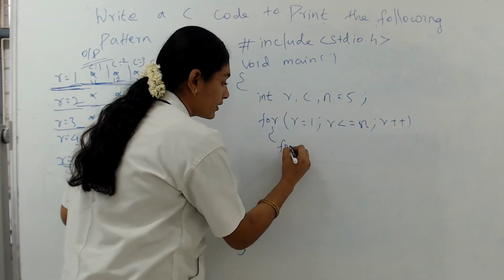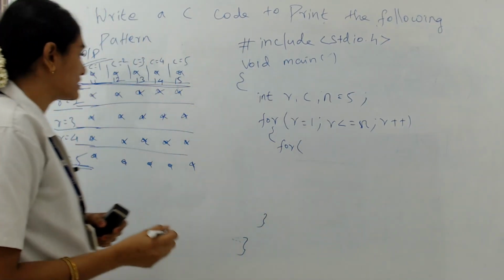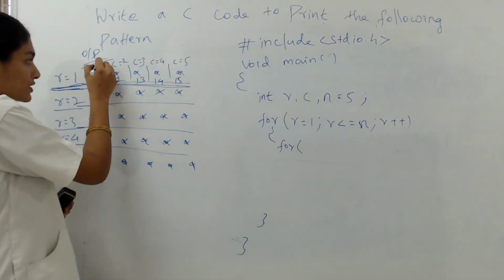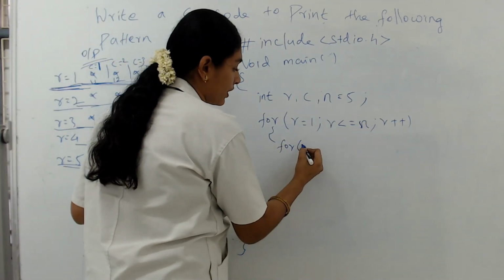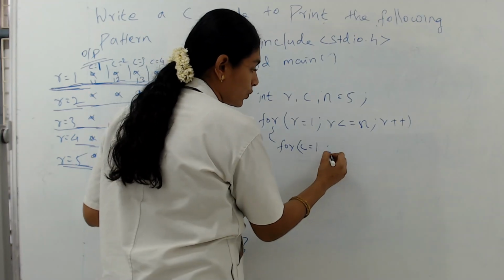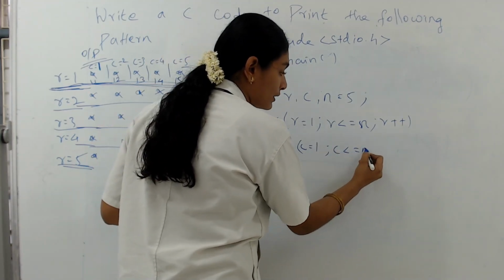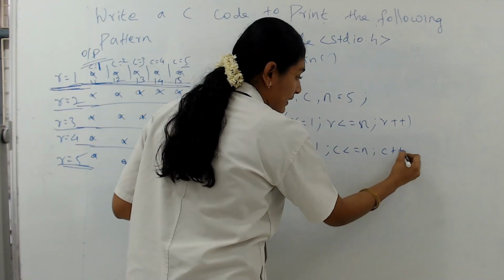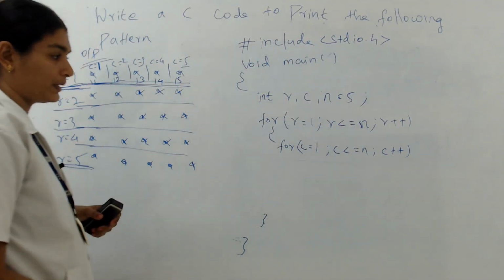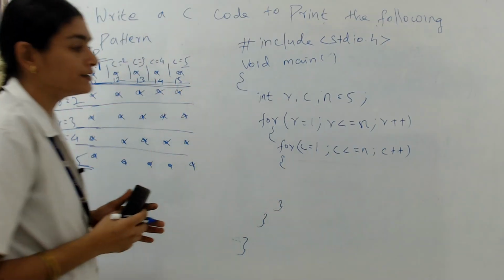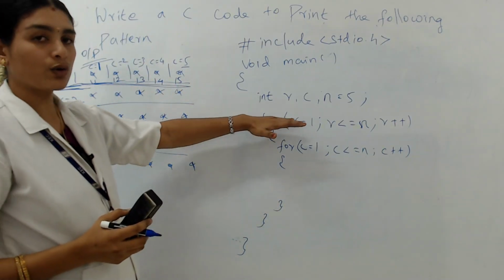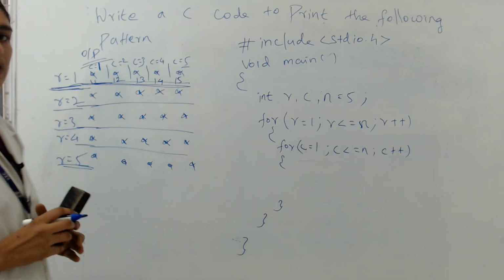So next, for the first part, initialization, the column value also starts from 1 and ends with 5. So write the same condition for the column also. C equal to 1, C less than or equal to n, and C plus plus. Yes, C plus plus. What is the next step? Yes, as of now we are completing the iteration for rows and columns. What is the next step?